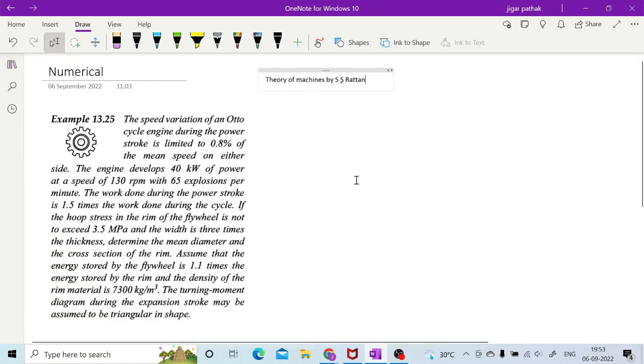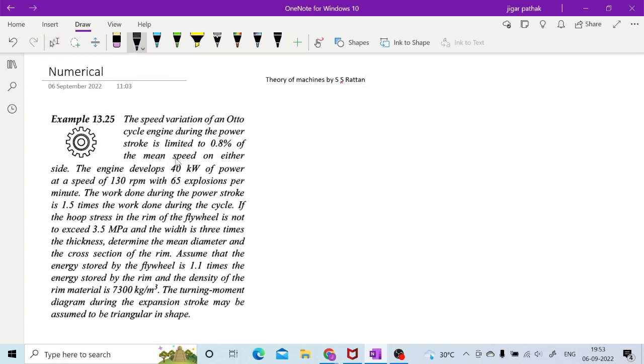Now here what is mentioned is the speed variation of a motorcycle engine during the power stroke is limited to 0.8% of the mean speed on either side. The engine develops 40 kilowatt of power at a speed of 130 rpm with 65 explosions per minute. The work done during the power stroke is 1.5 times the work done during the cycle. Now if the hoop stress in the rim of the flywheel is not to exceed 3.5 megapascal and the width is 3 times the thickness, determine the mean diameter and the cross section of the rim.